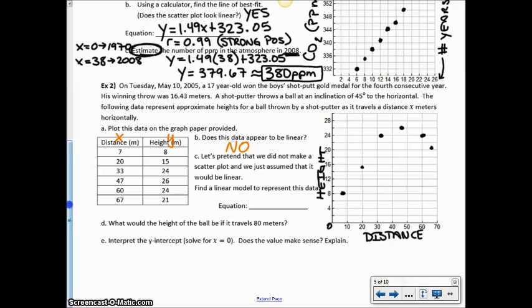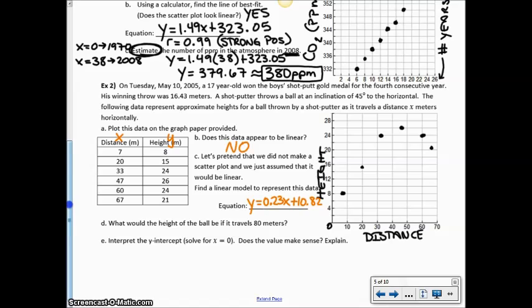So the equation that you probably found was y equals 0.23x plus 10.82. Okay? So we should all get the exact same one if we plugged in the data right. If you didn't get the same equation that we've been getting, then you're probably putting your data in a little bit wrong.